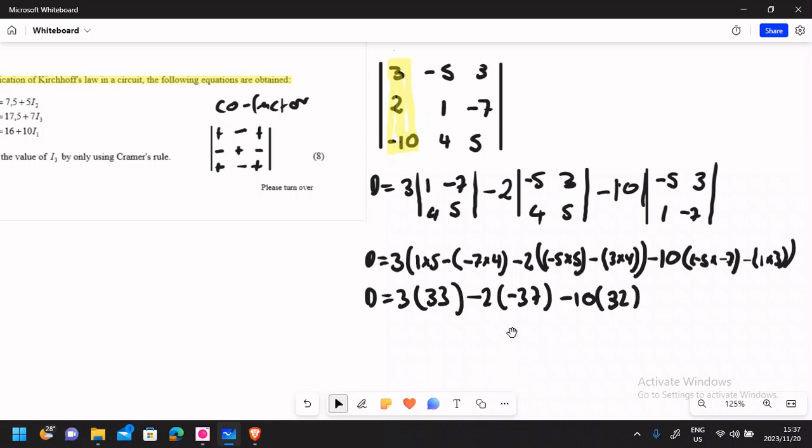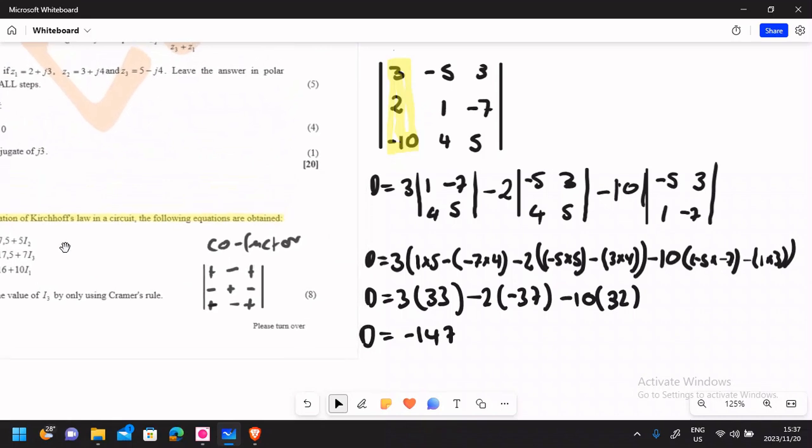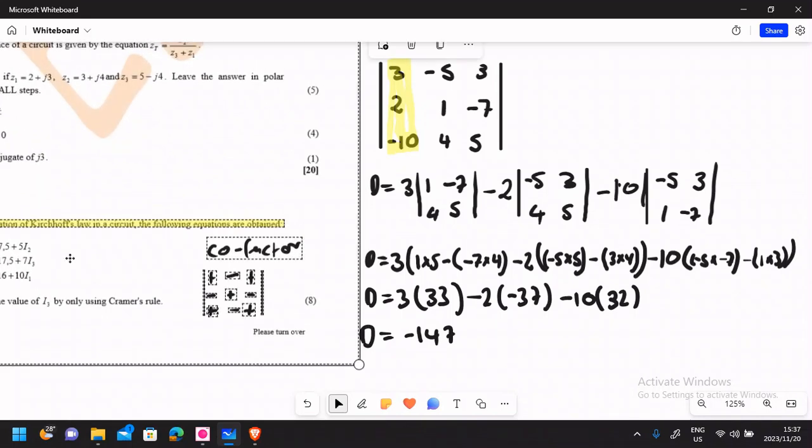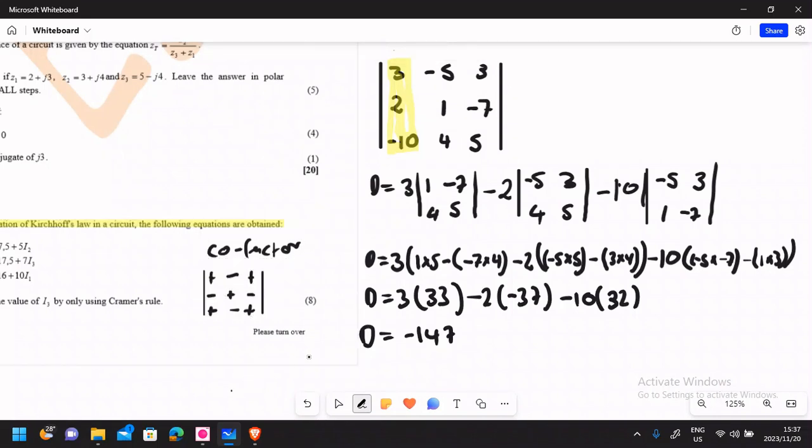So when you multiply this, when you put everything in a calculator here, this should give you negative 147. Guys, please be careful when you use a calculator here, guys. Be very, very careful. It's very possible for you to make a mistake here. Okay, now we managed to find the determinant.